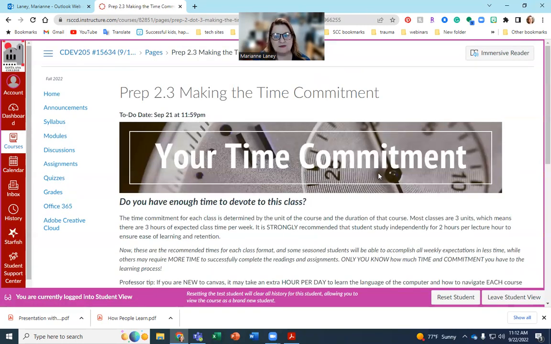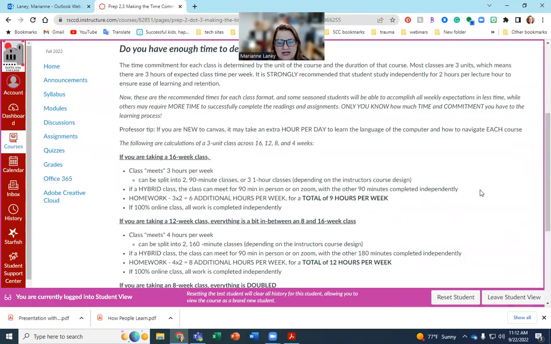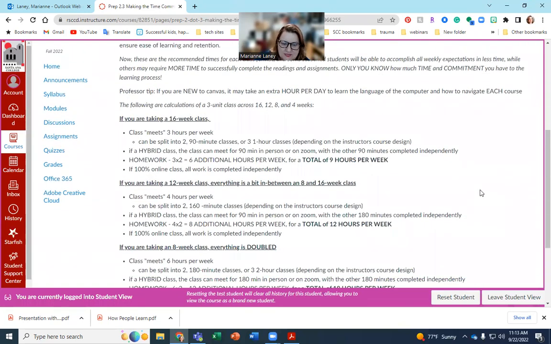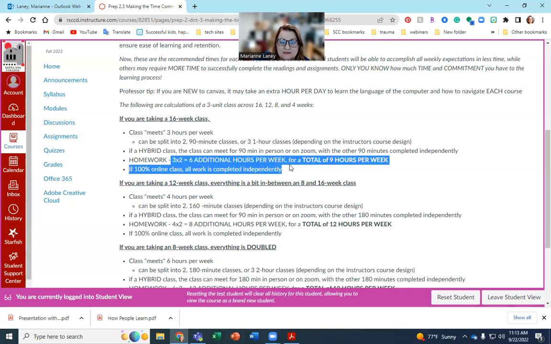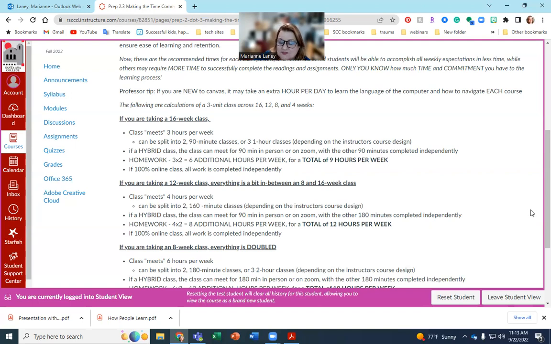This is new for me: time commitment. Because students will say, well, I'm taking a 12-week class and it should be easier. Well, not exactly. If it's a 3-unit class, it's 16 weeks, and it will meet 3 hours per week. If you are in a hybrid class, it could be two 90-minute classes, or we just meet for one 90-minute class. But if this is a night class, I would teach it 3 hours a night. Plus homework is everything times 2. If you're meeting 3 hours a week, times 2 equals 6 hours per week, for a total of 9 hours. So to kill it in this class, carve out 10 hours a week.